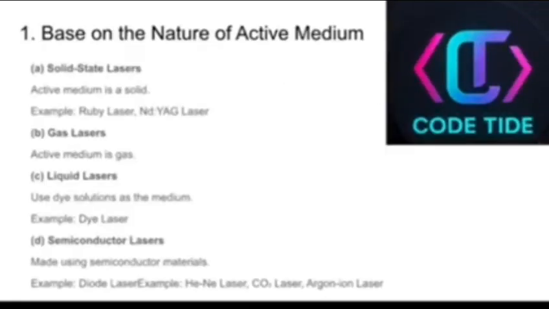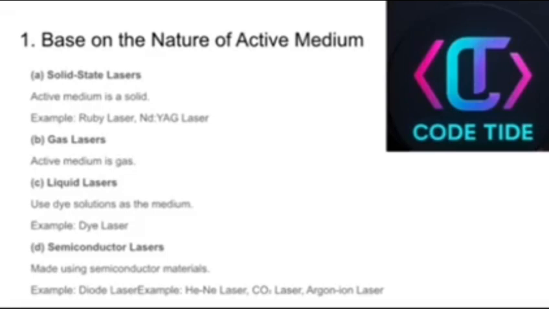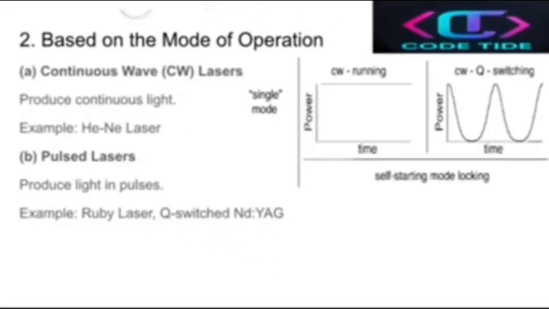Classification of lasers. Lasers are first classified on the medium. They are classified under four types: solid state lasers, like the ruby laser, gas, liquid, and semiconductor lasers. On mode of operation: continuous wave and pulse laser. Here you can see the diagram. There is a single line going up and down because it's a pulse laser.